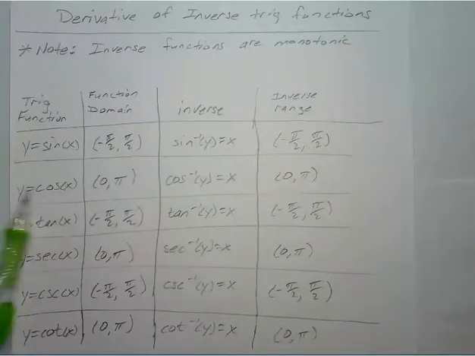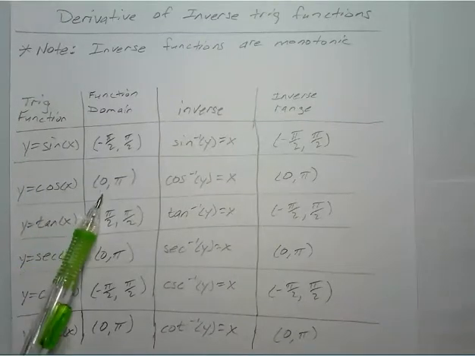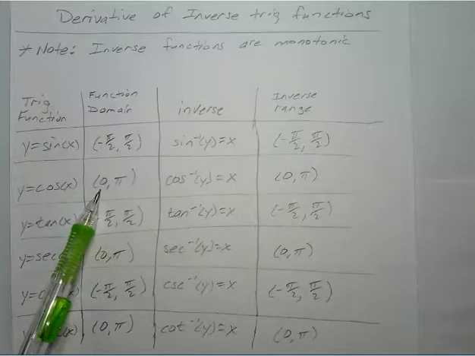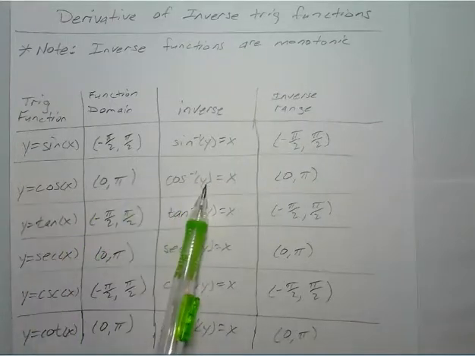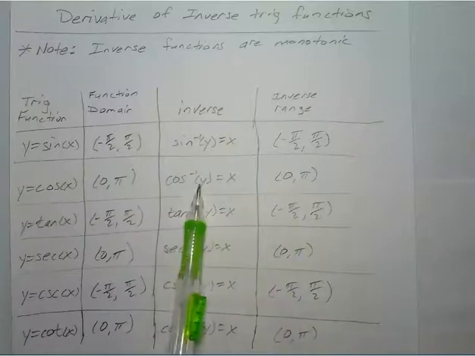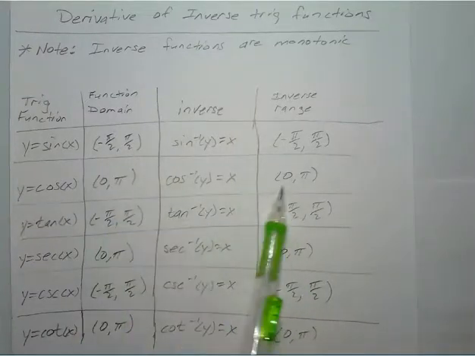Same thing with cosine. From negative infinity to positive infinity, it goes on forever and ever, but it is monotonic between x equals 0 and pi. So if we find the inverse, now the range of our inverse function is formally our domain from 0 to pi.